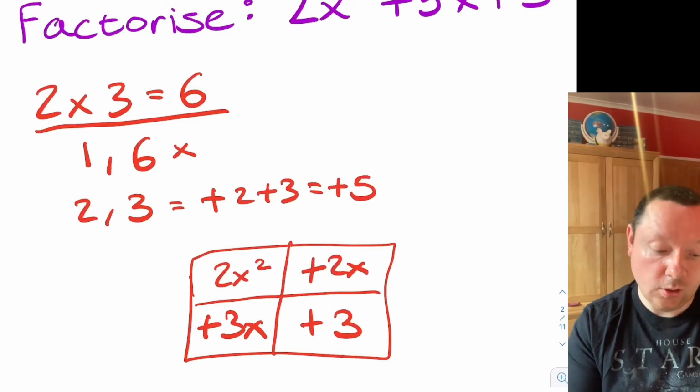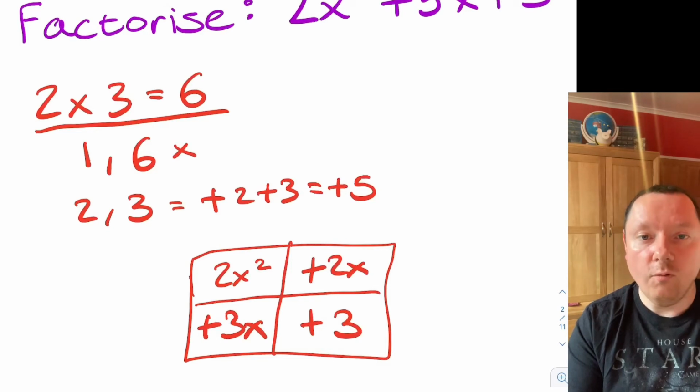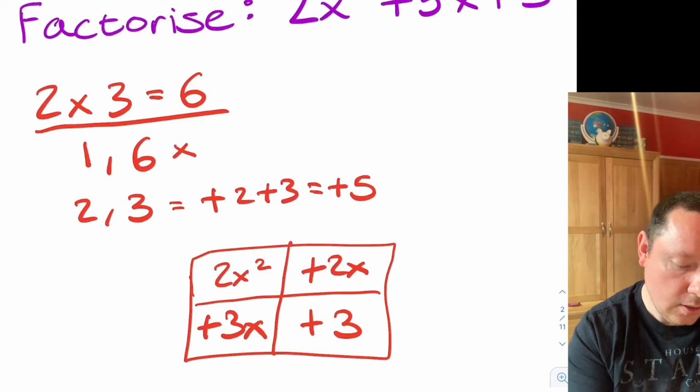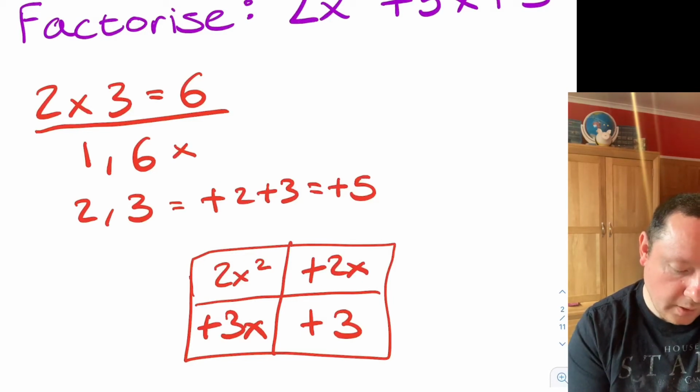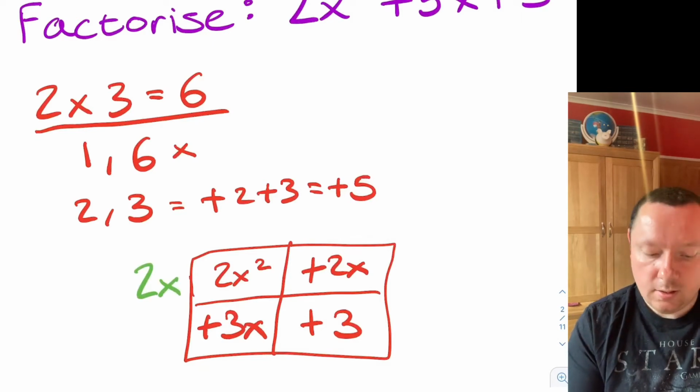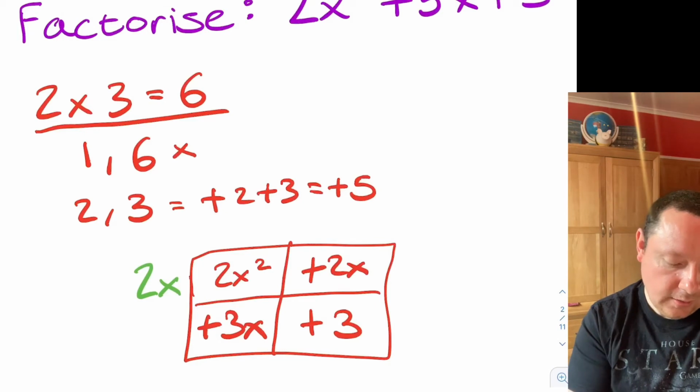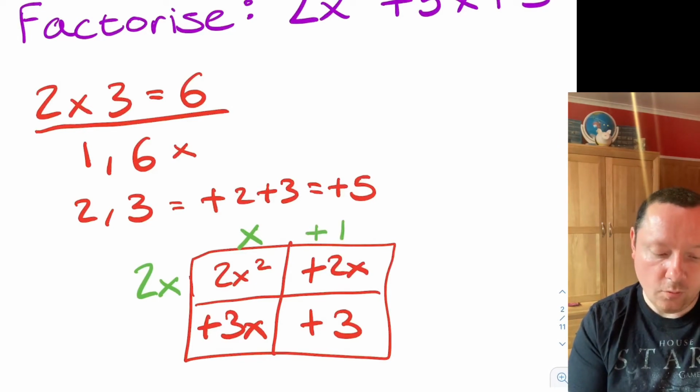And what we're going to do is take the highest common factor of the top row to get our first number. Once you've got your first number, the rest is easy. So we just look for the biggest number that goes into 2x squared and 2x. In that case, it's 2. So our first number, which will always be top left, is 2x. So 2x, I need to times that by x to get 2x squared. So I've now got the next one, x. 2x, I need to times by plus 1 to get 2x. So I've now got the top.